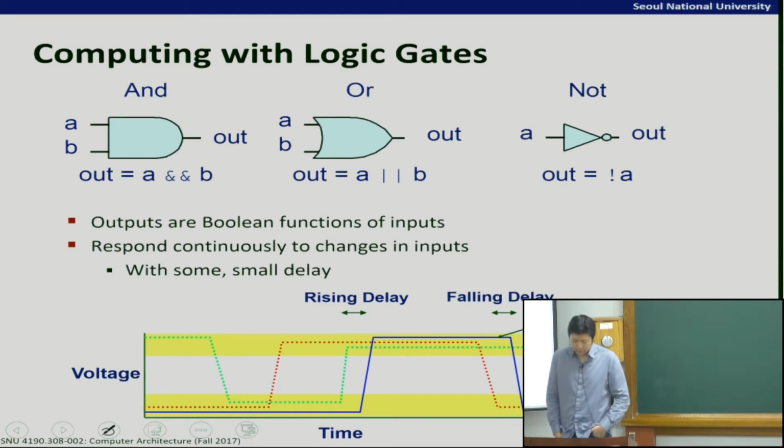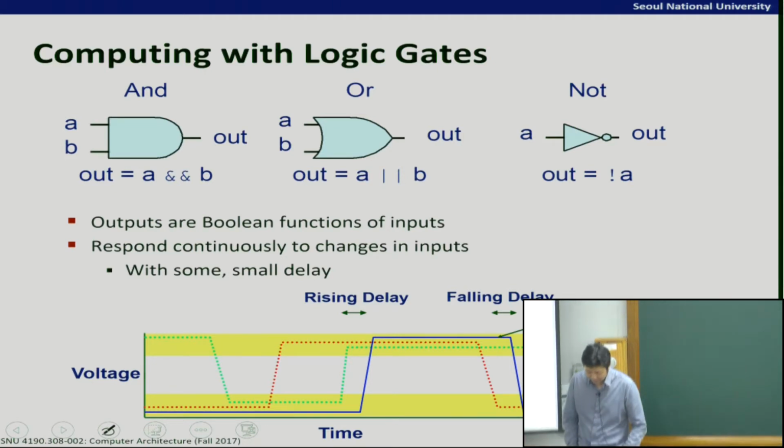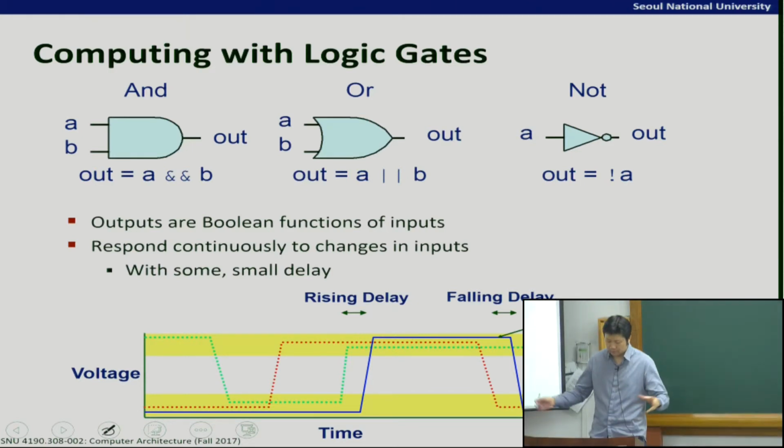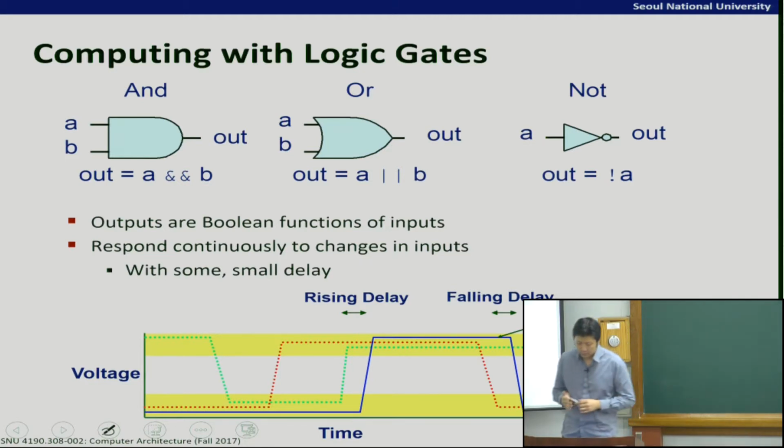So let's move on to computing. How can we compute the value? The most fundamental logic gates are AND, OR, and NOT, right? In the case of the AND gate, the output becomes 1 if and only if both inputs are 1. In case of OR, the output becomes 1 if either of the two or both values are 1. And NOT is simply negating the value. If the input is 1, the output will be 0. If the input is 0, then the output will be 1.